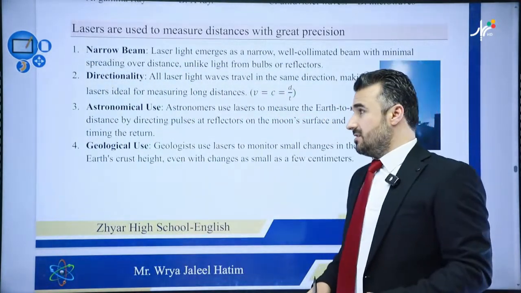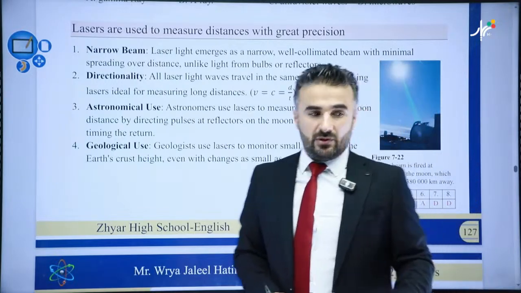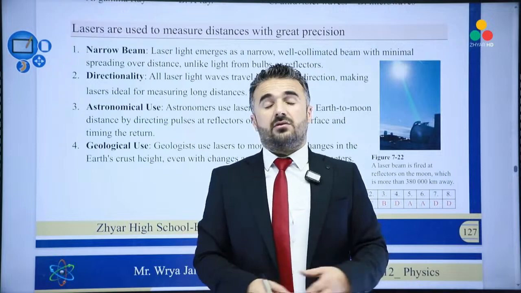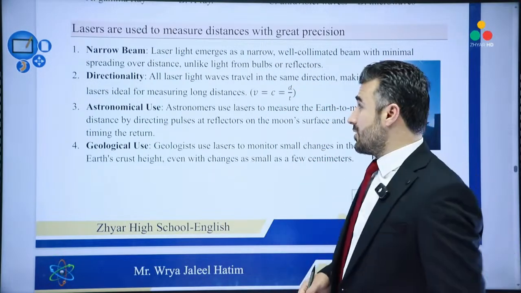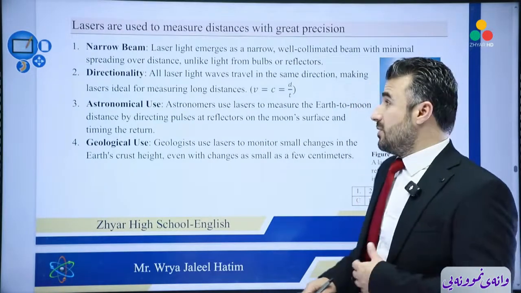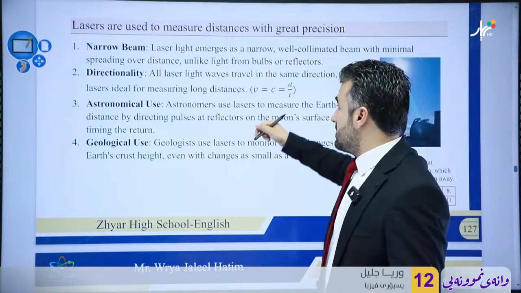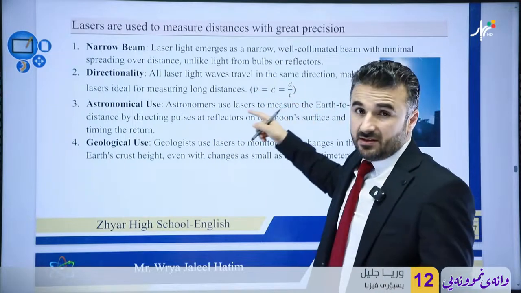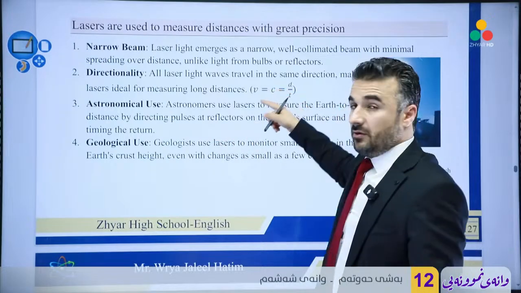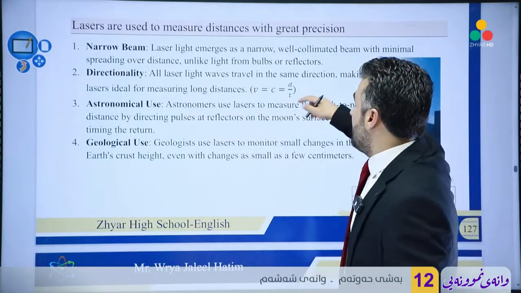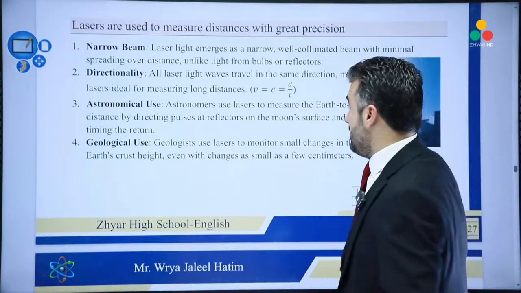So how do we use them? We can use them for so many purposes. They use lasers, for example, to measure distance very precisely because they don't spread much. That's one of the reasons why. Another reason is they are unidirectional. Regarding the distance, we have velocity equal to distance over time. Since lasers are light, we use the speed of light for their velocity, which is 3 times 10 to the power 8. Then, given the time it takes them to come back, we can measure the distance.